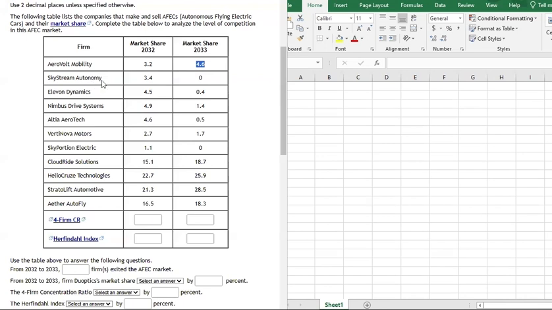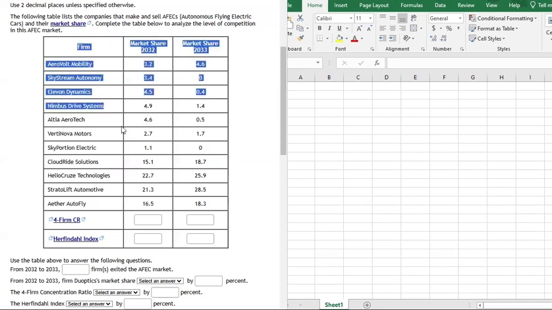Meanwhile, Skystream Autonomy's market share was 3.4 in 2032 and is now 0, which means either the company went out of business or was purchased by another company. Same thing happened to Skyportion Electric. They were a small company that got bought out or went out of business because their market share goes from 1.1% down to 0%. Now, in my table, the company with the greatest market share is Helio Cruise Technologies. Its market share is 22.7. It loses its number one ranking to Stratolife Automotive, which is at 28.5 in the year 2033.